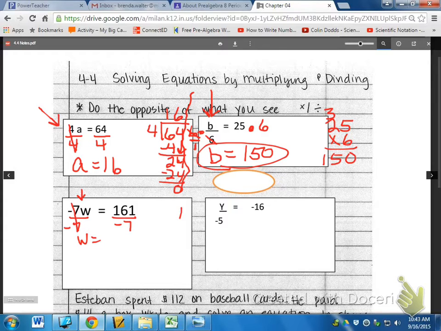And now we got to take 161 divided by 7. How many times does 7 go into 16, Zach?